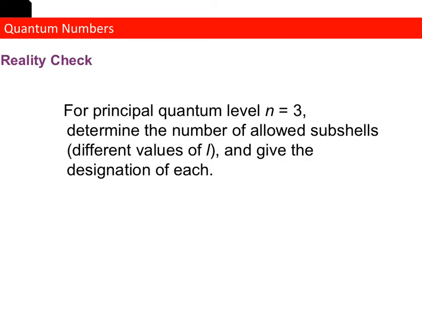So now you might be asking yourself, how do we put this into practice? What sort of questions could you be asked that pertain to quantum numbers on an upcoming quiz or test? We'll take a look at this one. It says, for a principal quantum number n equals 3, determine the number of allowed subshells, or different l values, and the given designation for each. When I say designation, I mean 1s or 2s or whatever.